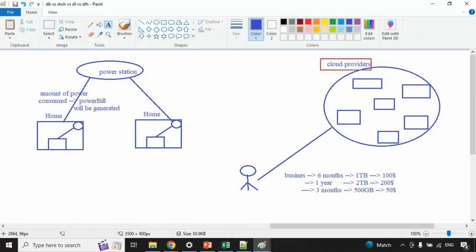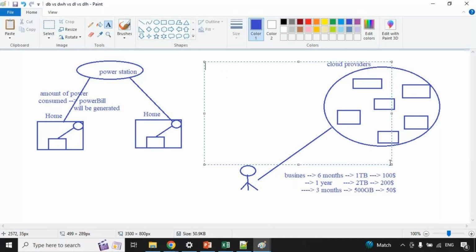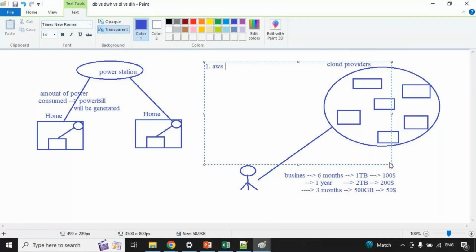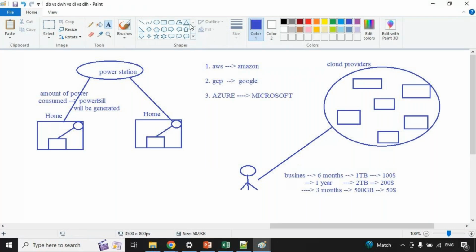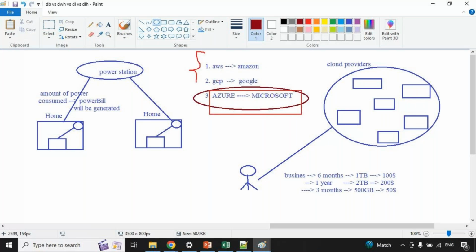So who are the popular cloud providers? One is AWS, provided by Amazon. Another one is Google GCP, provided by Google. Third one is Azure, provided by Microsoft. These three are popular. As part of our learning, we are going to do everything in Azure. Guys, if you are familiar with one cloud, you will automatically learn another cloud within 5 to 6 hours, by comparing with one cloud.